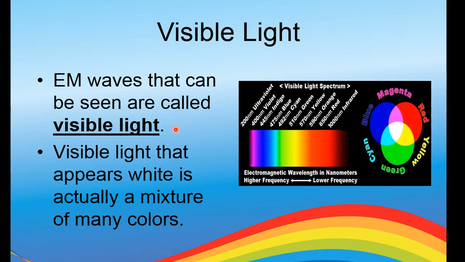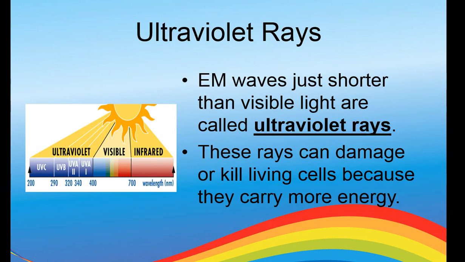Next, we have the visible light spectrum. This is the only type of wavelengths we as humans are able to detect. So our eyeballs are only able to see the visible light spectrum. And visible light that appears white is actually a mixture of many colors. We're going to watch a video at the end of this that explains visible light a little bit better. Okay, moving right along are ultraviolet rays, or UV rays.